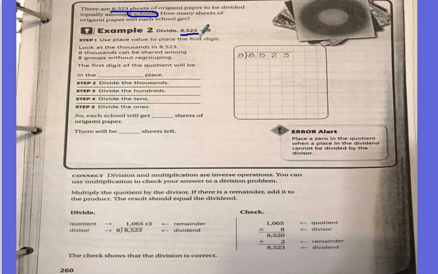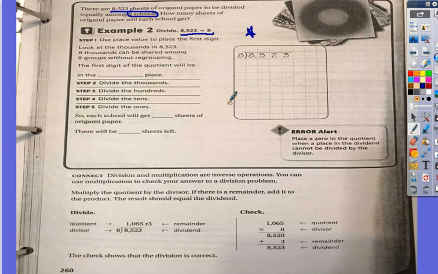So I have 8,523 divided by 8. Also, you can write it like this over here. Okay, so step 1, use place value to place the first digit. Now instead of looking at the hundreds place first, like we did in the other problem, now we're going to be looking at the thousands place first.